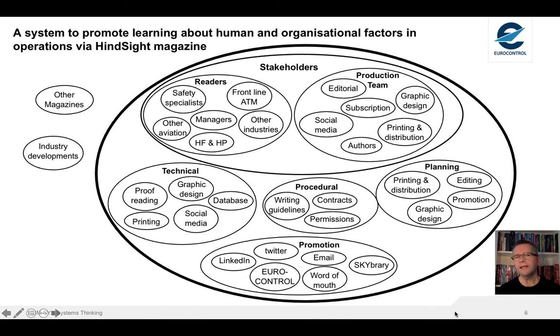Then there are also industry developments which are outside of my system but that are relevant to it. So the COVID pandemic and its effect on the aviation industry and also on healthcare, for instance, is something that's of interest to the magazine and therefore something to pay attention to. Other examples might be new regulations.